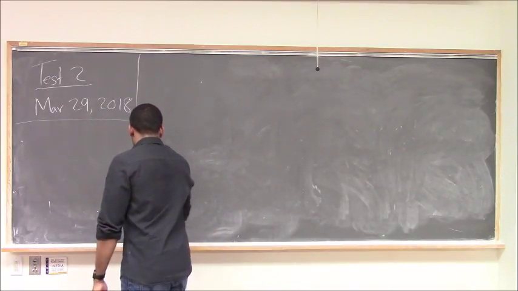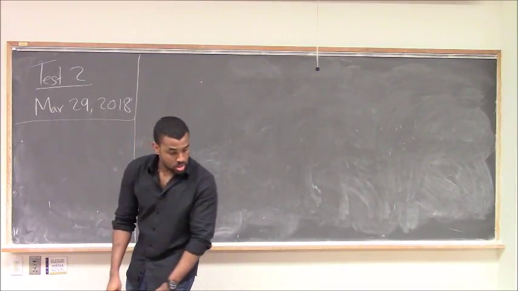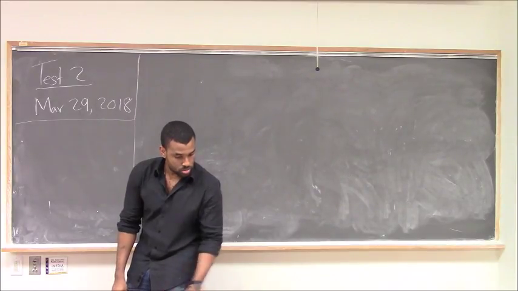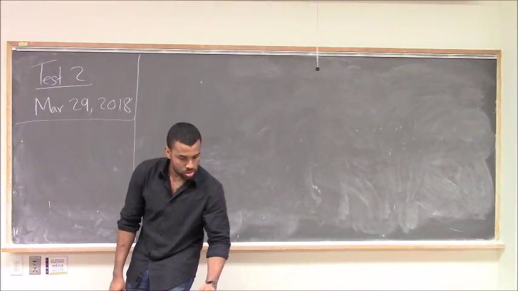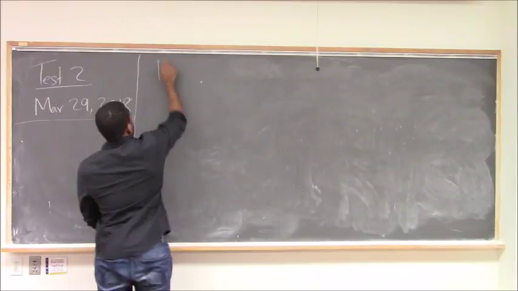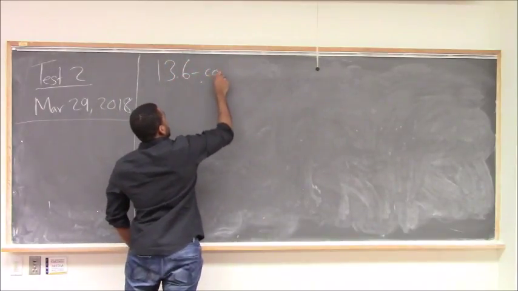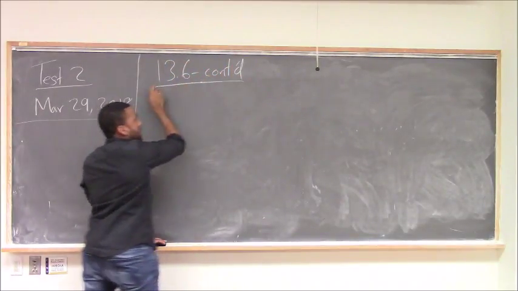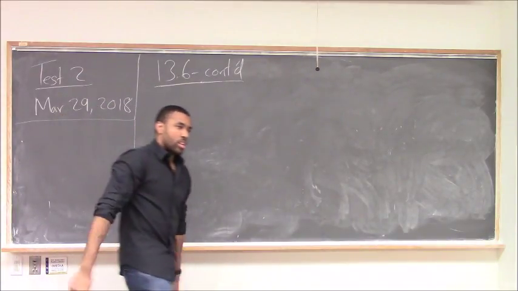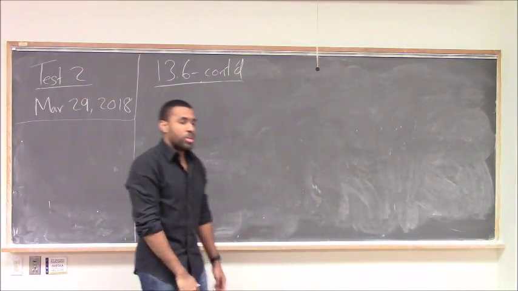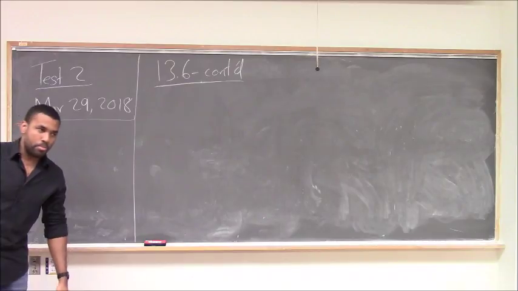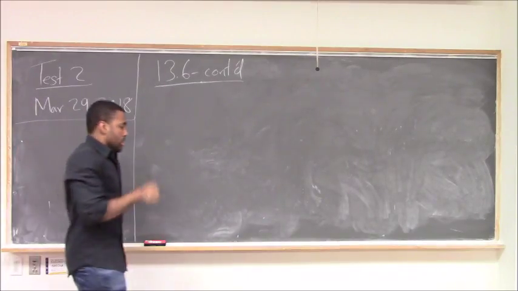So let's do 13.6. We're going to continue with 13.6. We really kind of slowed down here because the concept of a normal vector and all that stuff is very important, so I very slowly went over that over and over. Make sure you understand that.